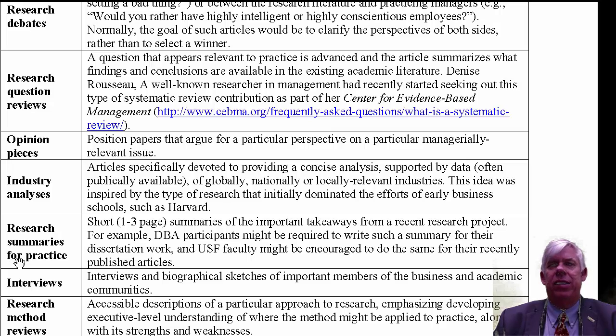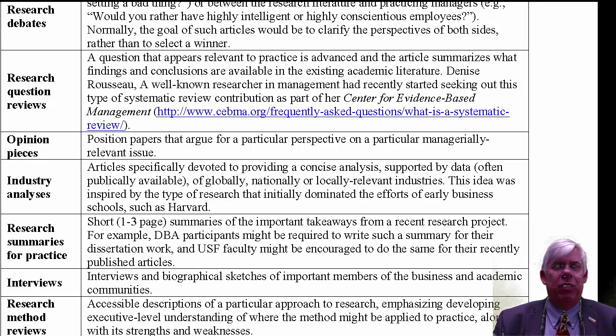Research summaries for practice are essentially intended as a summary of an important research project that practitioners should be interested in, even if they aren't necessarily going to be able to read the original report or article where the research came from. These are shorter submissions than would normally be made to the MBR. And what we hope is that when people submit a dissertation, they will create one of these 1 to 3 page articles as a way of just reporting what they found.